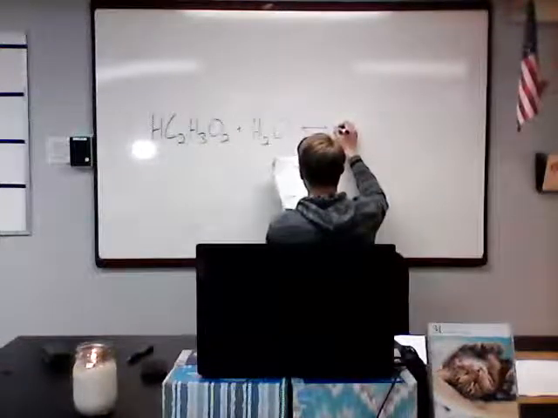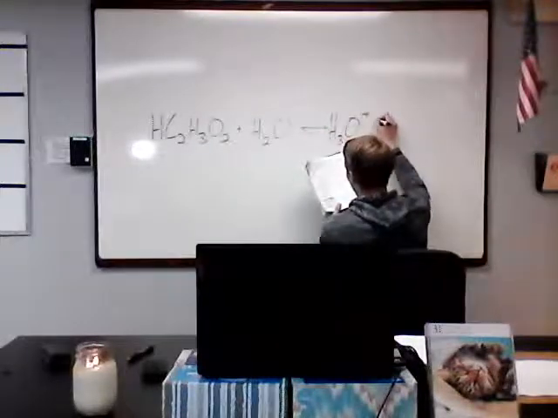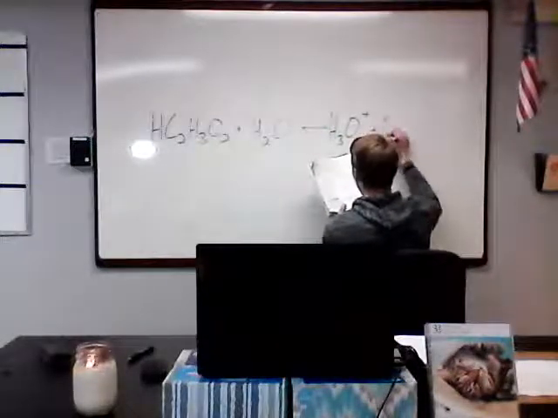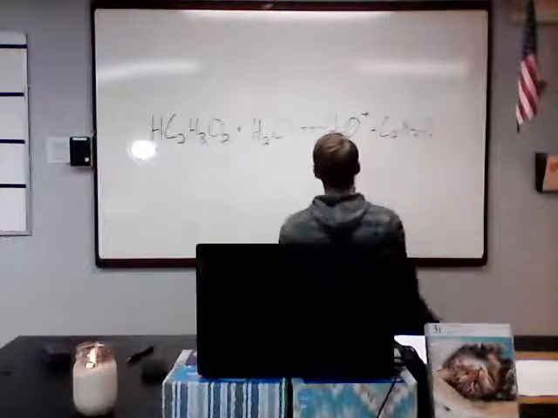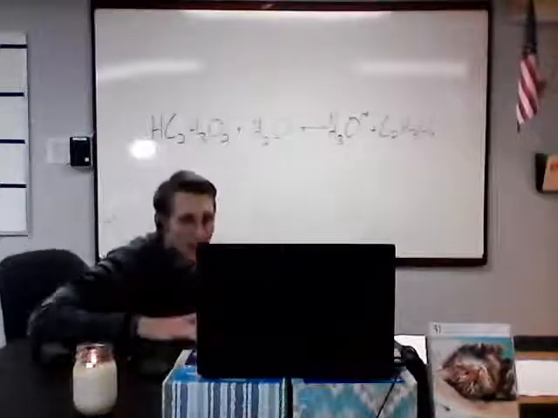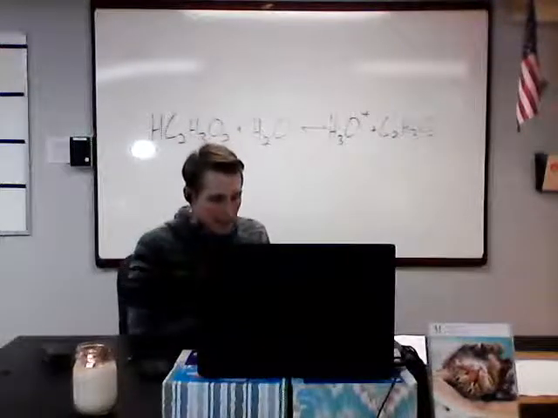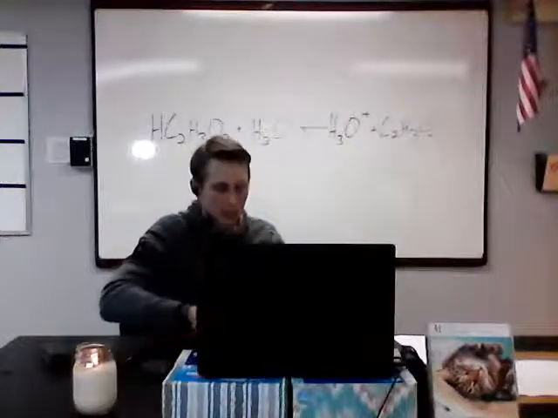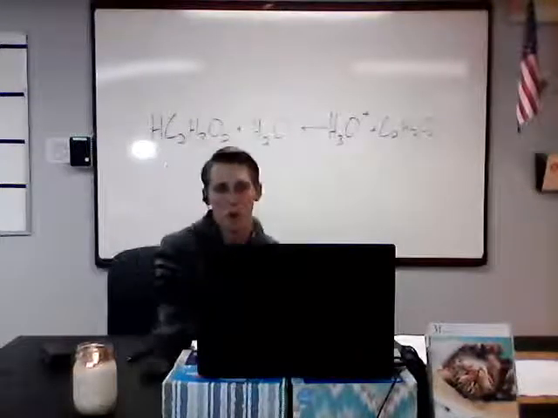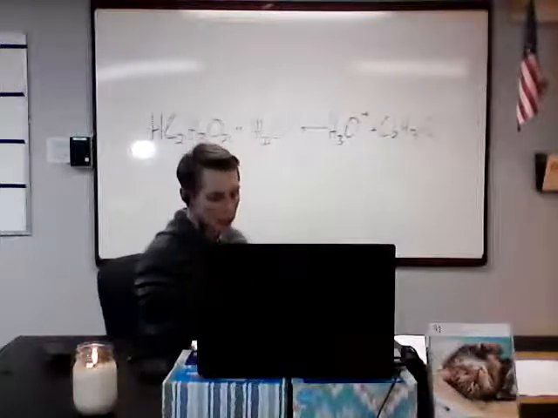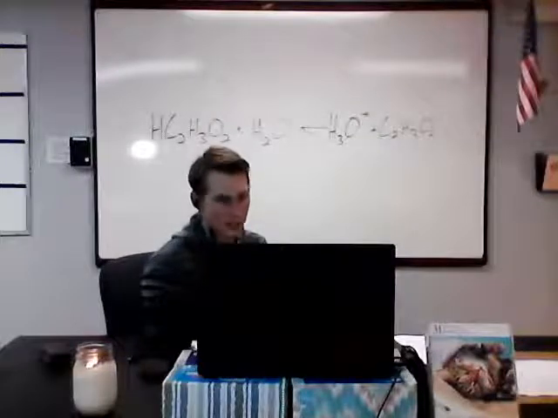Then H3O, we'll make that positive, and then plus C2H3O2 negative. All right, first of all, we need to find what our acid is. Can someone find the acid for us? Usually when we want to find the acid, we need to see which one has the most hydronium ions attached to it. So which one has the most protons attached to it?